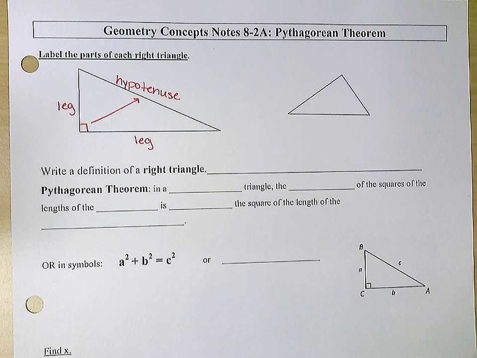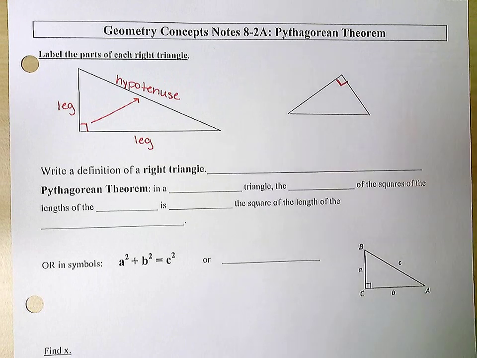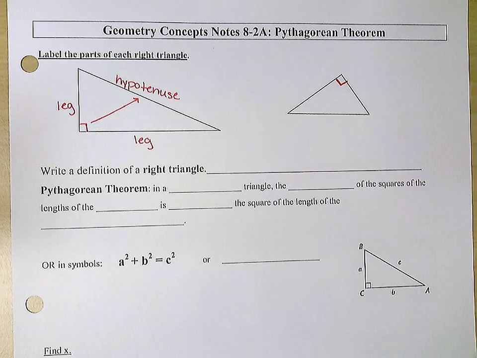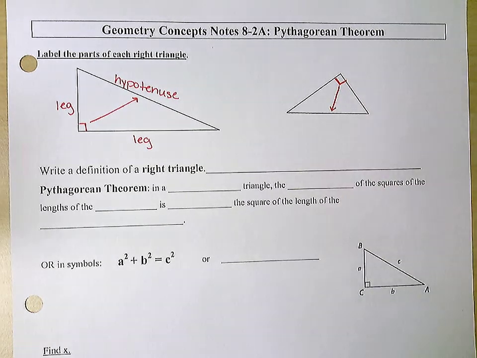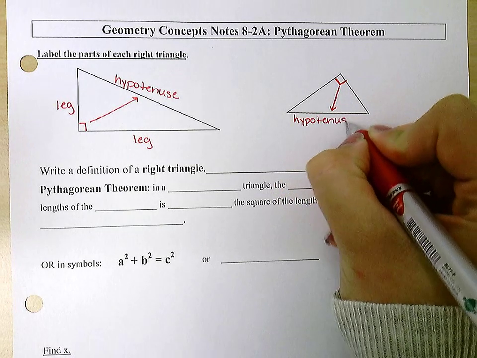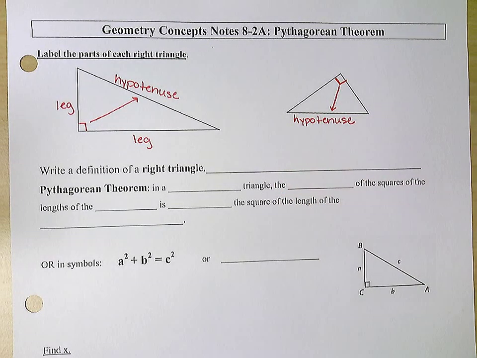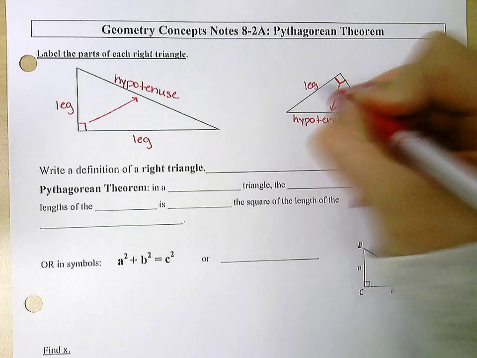Okay, looking at the other triangle here, I'm going to label this angle as the 90-degree angle. Again, we use that box. Across from that, so to the other side, again, is your hypotenuse. And then the other two sides that make up that 90-degree angle, again, we call legs.